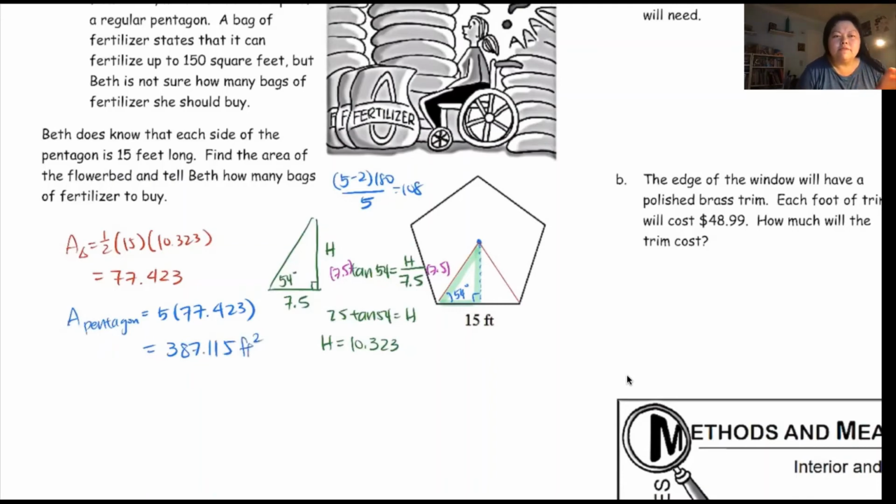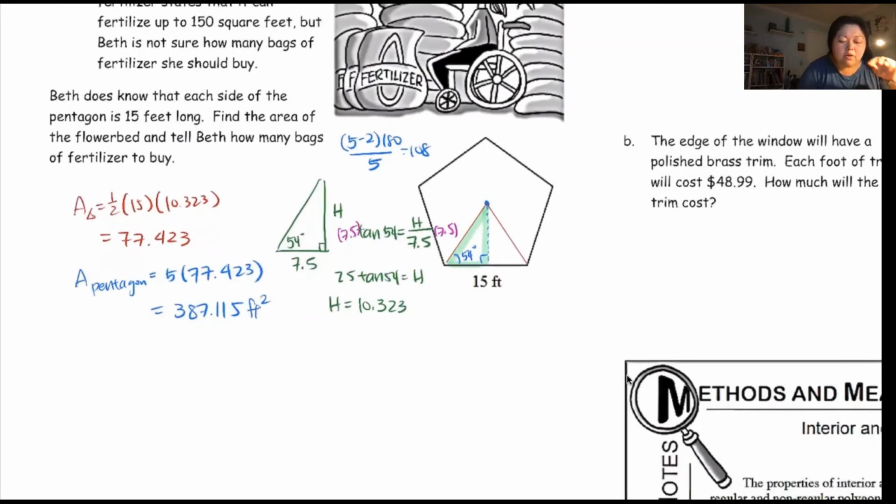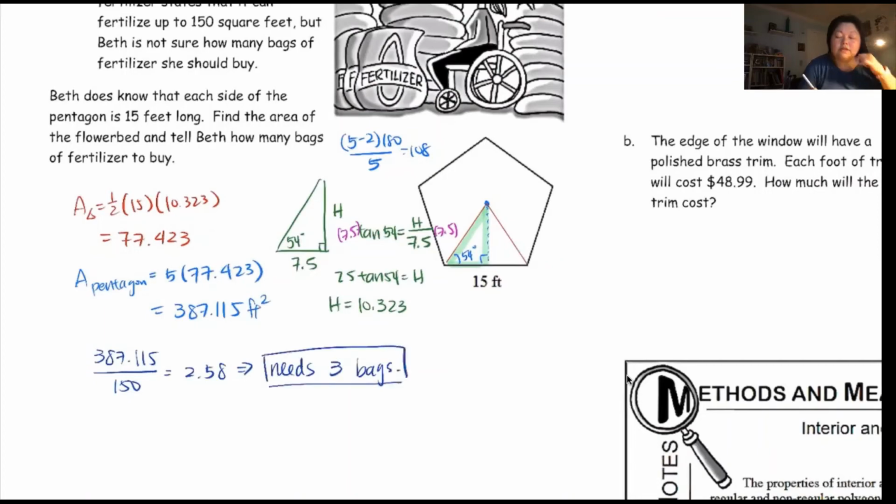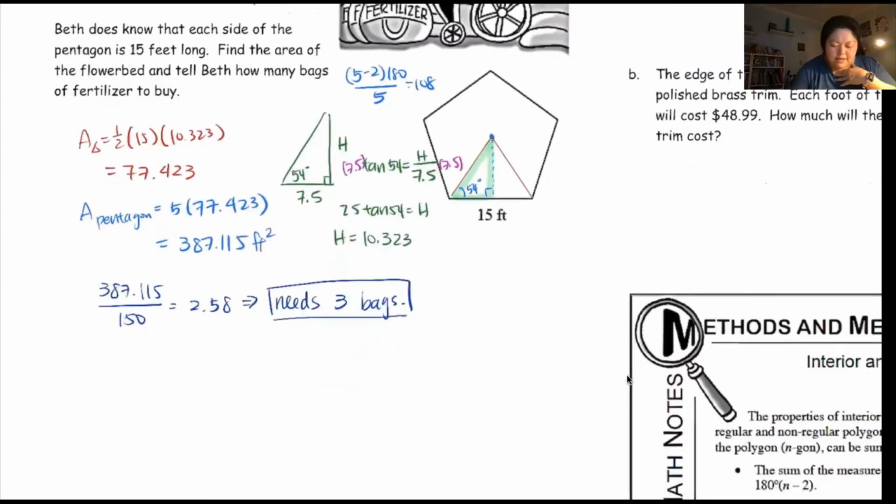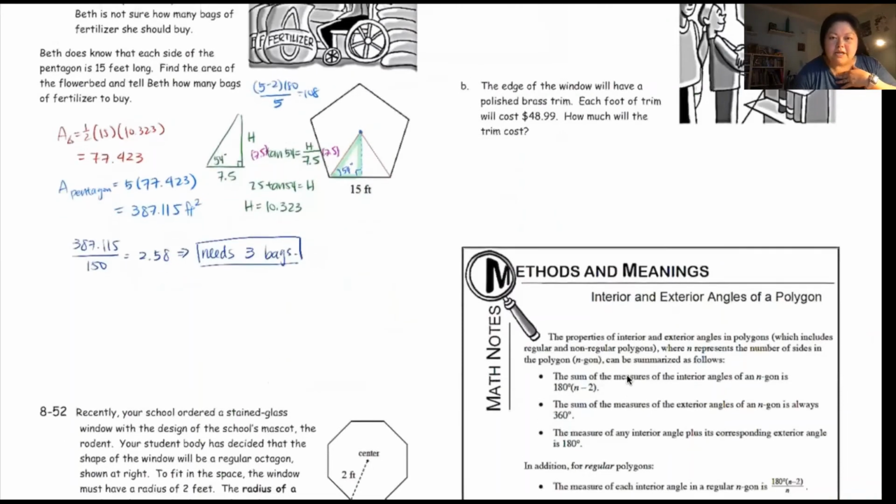But then how many bags of fertilizer does she need? Because each bag only covers 150 square feet. So now we gotta take my total area, 387.115, and divide by 150. And you will get 2.58. Well, I don't think you can buy half a bag, so you have to round up. So she needs 3 bags of fertilizer. Okay? All right. Let me zoom out. Yes, there's one more down here.